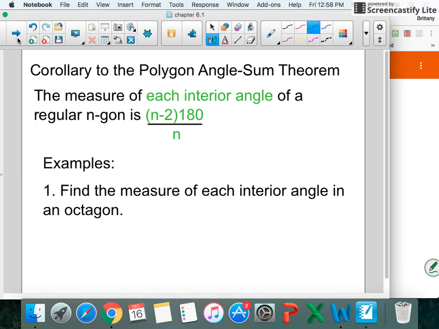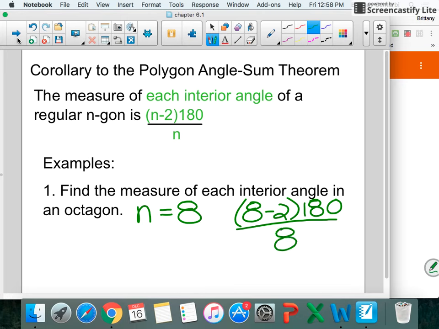So again, we always have to start off with n. So n in an octagon, oct means 8. So n is going to be 8. And then again, we're going to just plug into our equation. So we're going to do 8 minus 2 times 180, and then divided by n, which is again the number of sides. And that would give us 135 degrees. So we're basically taking the total degrees divided by the number of angles. So each angle in an octagon is 135 degrees.